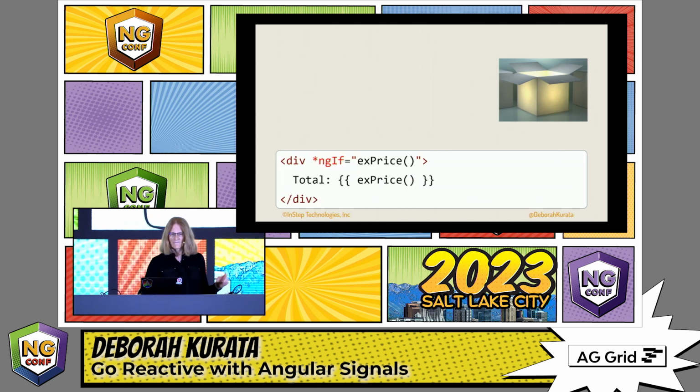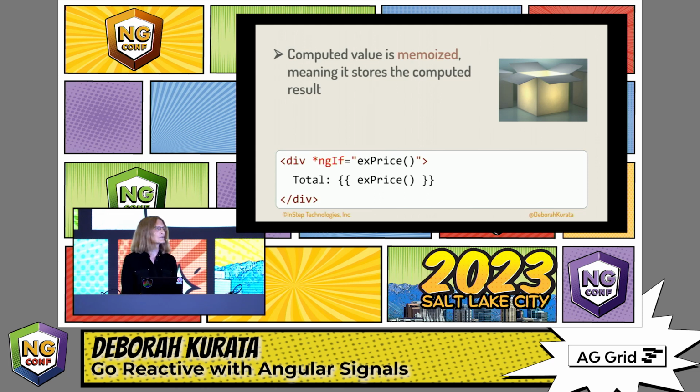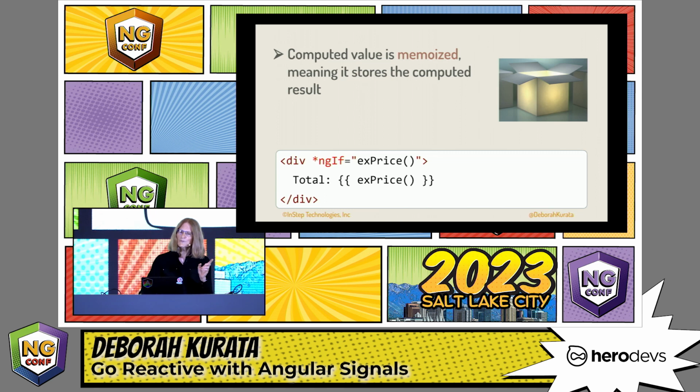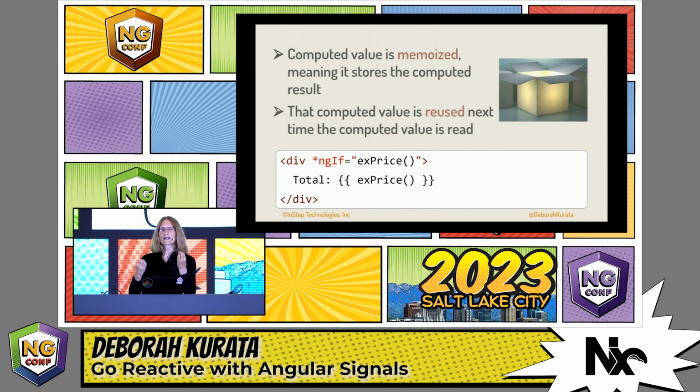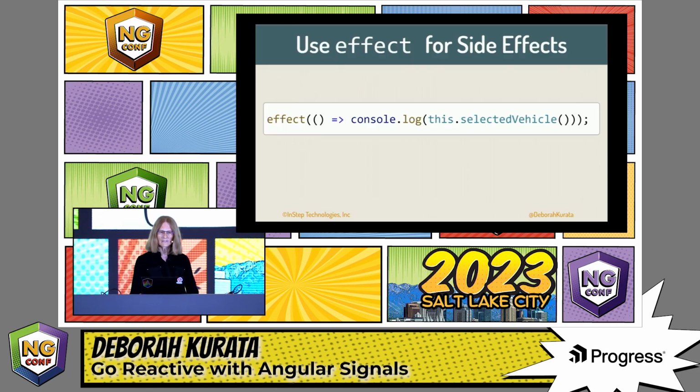Okay, excellent. The other thing is that a computed value is memoized. That basically means it stores the computed result. So here in this template, I'm using extended price twice, in an ngIf and in a binding. The first time it's used, it will perform the calculation. The second time, it's going to reuse that calculation. It will just continue to give you back that calculated value until it changes. So if it's a complex calculation, it won't keep redoing the calculation.